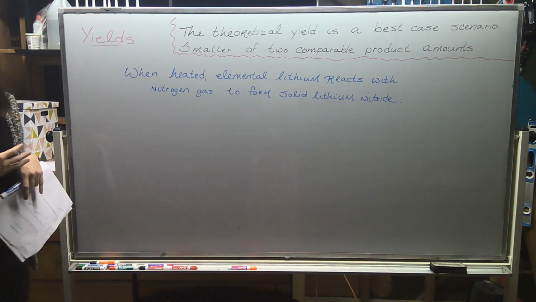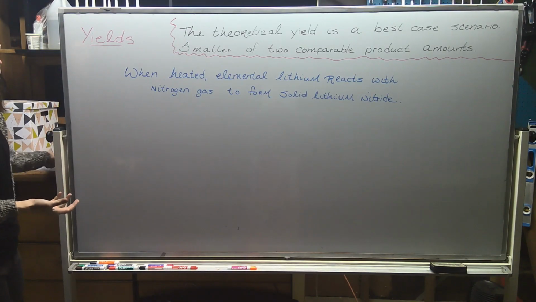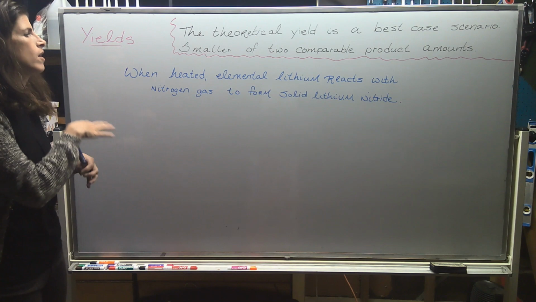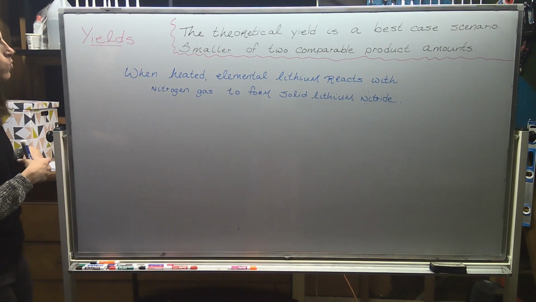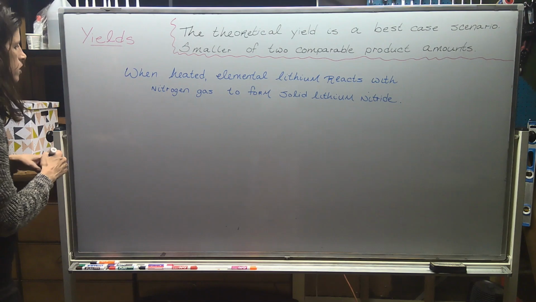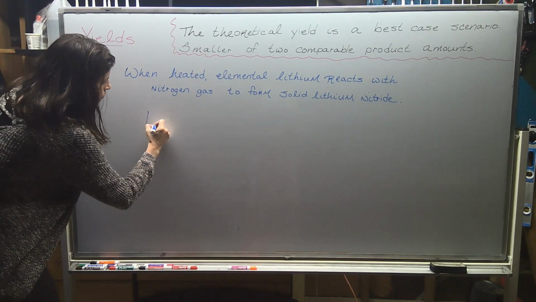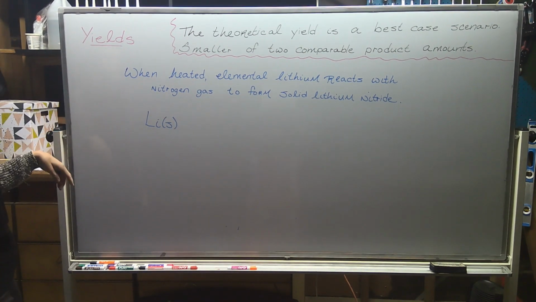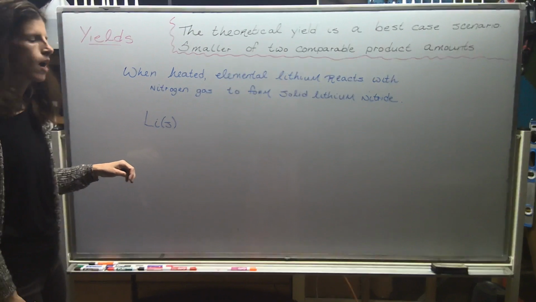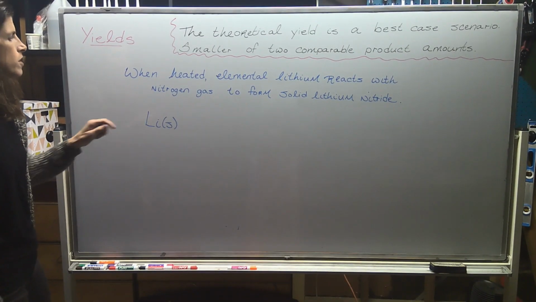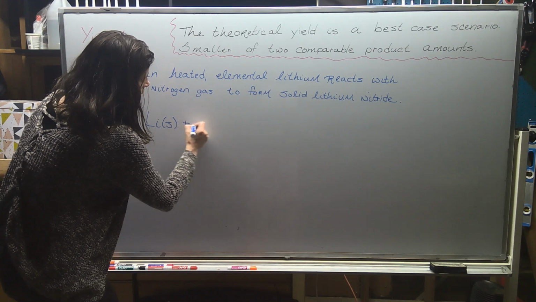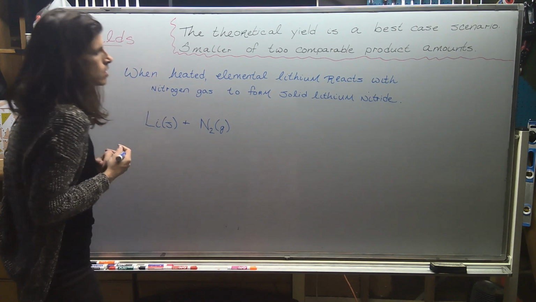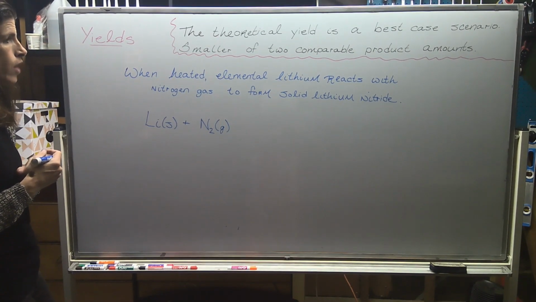Alrighty, so yes, we're still working on yields. However, part A of this next problem has us writing a balanced equation from a description. So it says when heated elemental lithium, so just lithium by itself, most of our metals are solids at room temperature and also just monoatomic. Lithium reacts with nitrogen gas. So nitrogen gas, that's a diatomic gas, to form solid lithium nitride.